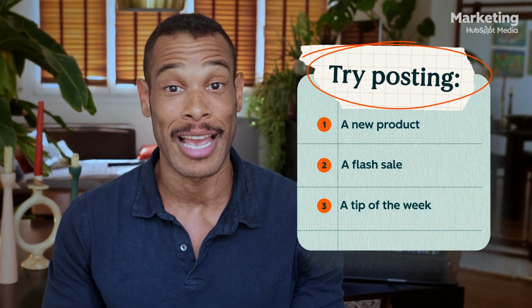Now, here's a clever move. Use your WhatsApp status to share updates, offers, tips, anything you normally post to Instagram stories. Why? Because everyone on your contact list sees it. There's no algorithm games. Try posting a new product, a flash sale, or a tip of the week. It's like having a free broadcast channel to your hottest leads.